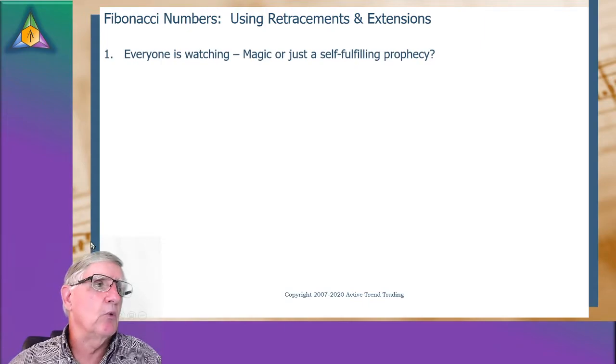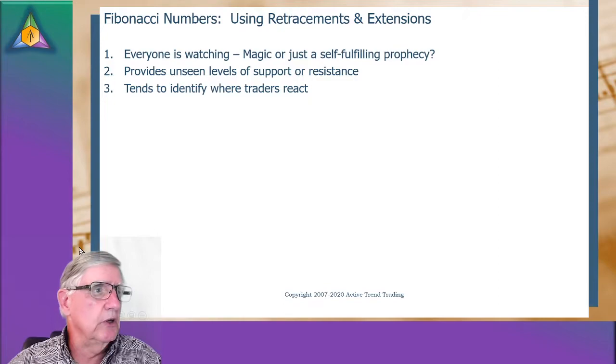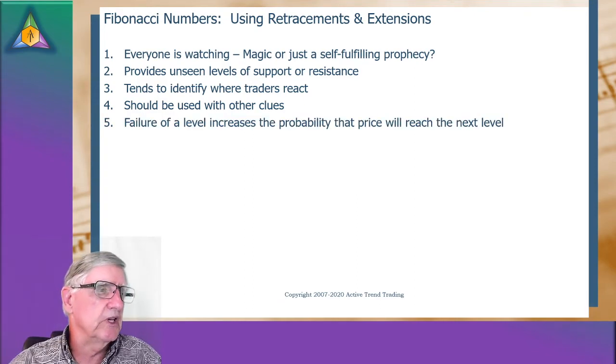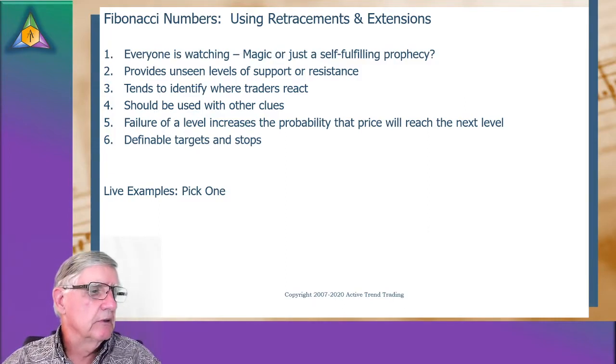And so everyone is watching. Is it magic or just self-fulfilling prophecy? It provides unseen levels of support and resistance. That's one thing that the Fibonacci's, both time and price, do in fact do. They tend to identify where traders react, and should be used with other clues, as we covered. Failure of a level increases the probability that price will react at the next level. They provide us definable targets and stops.